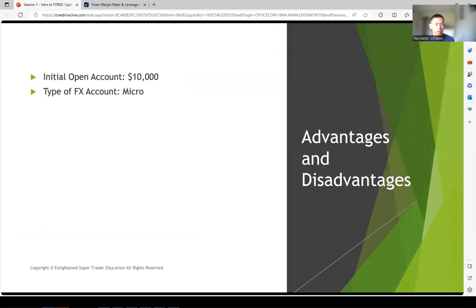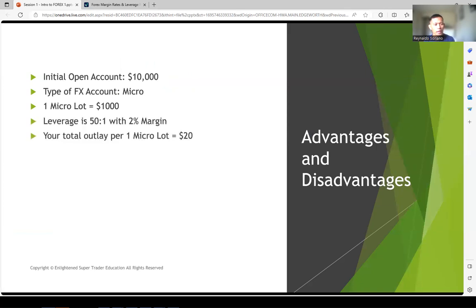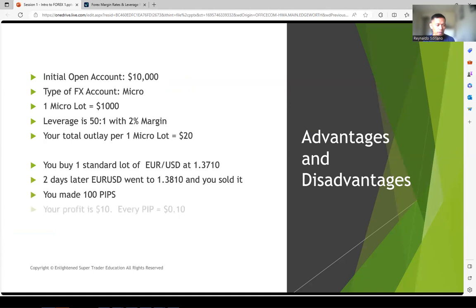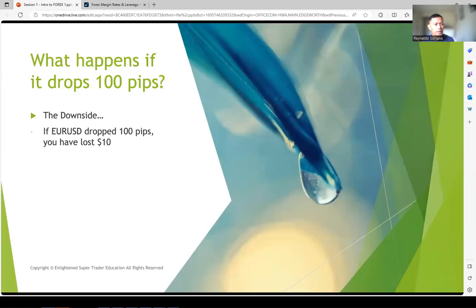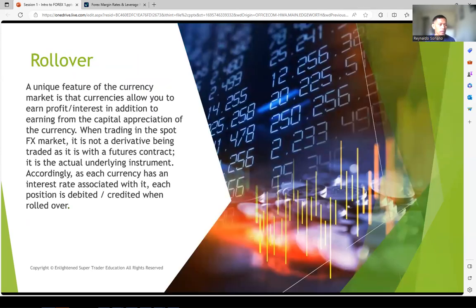So what happens now if you are trading a micro? Same scenario, one micro lot is 1,000. You're only outlaying $20 rather than $2,000. So in the same scenario, you're buying the euro dollar, 2 days later it went up 100 pips. Your profit is $10, because every pip that goes up is 10 cents. Your return on investment is 50%. So that's why the ROI never changes. What happens now when you lose 100 pips? Then you've lost $10. You lost 0.1% of your account. That is one of the major advantages when you're trading the Forex market, the ability to change your standard units from a standard lot, mini lot, or a micro lot.